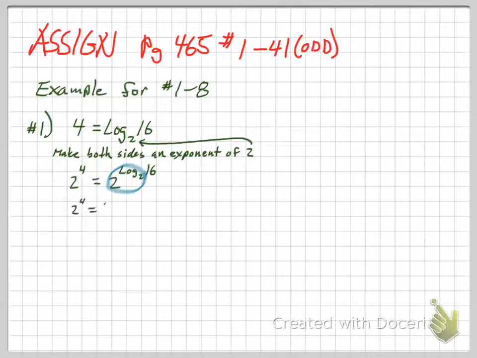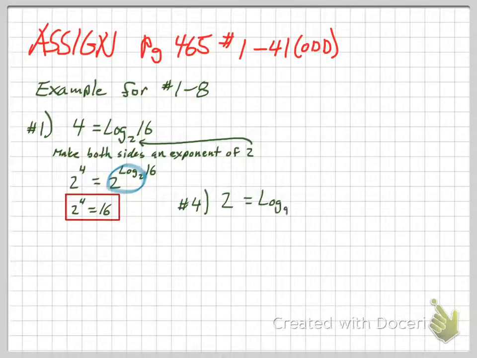These guys are inverse operations. I have a 2 raised to a log base 2. So those are inverse operations. So this says 2 to the 4th power is equal to 16. And that's what we're doing with that. We change this expression from a logarithm expression to an exponential expression. And indeed, 2 to the 4th power is indeed 16. Okay, let's take a look at some of these other ones.